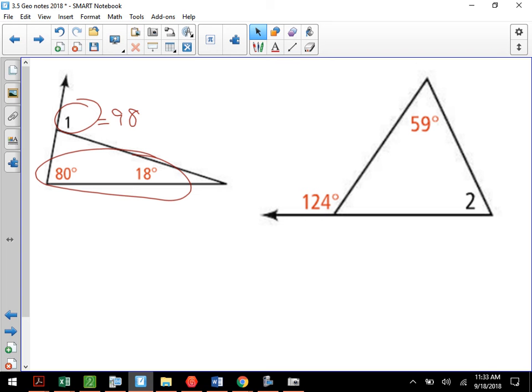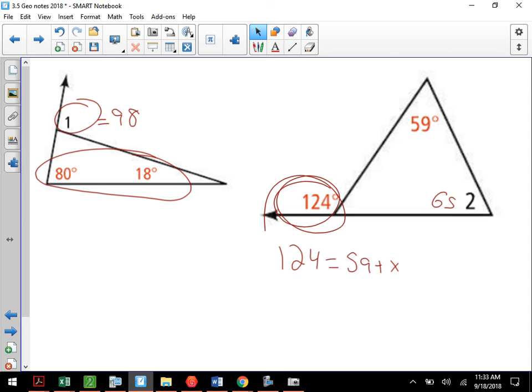Same deal. 124 is an outside angle, which means it has to equal the sum of the two it doesn't touch. So 124 is 59 plus something. I'm going to use an x instead of a 2 because I might add it wrong. So if we subtract 59 from 124, what do you get? 65. There you go.